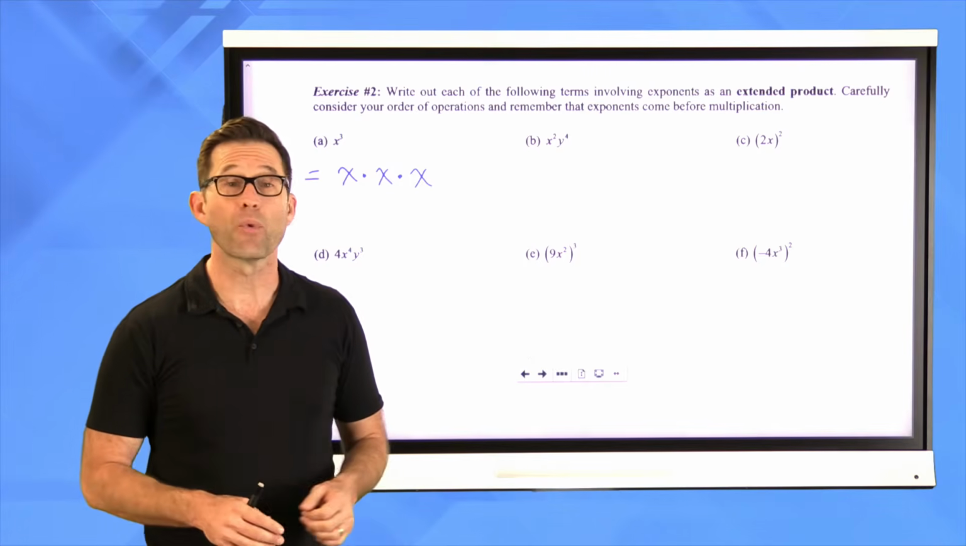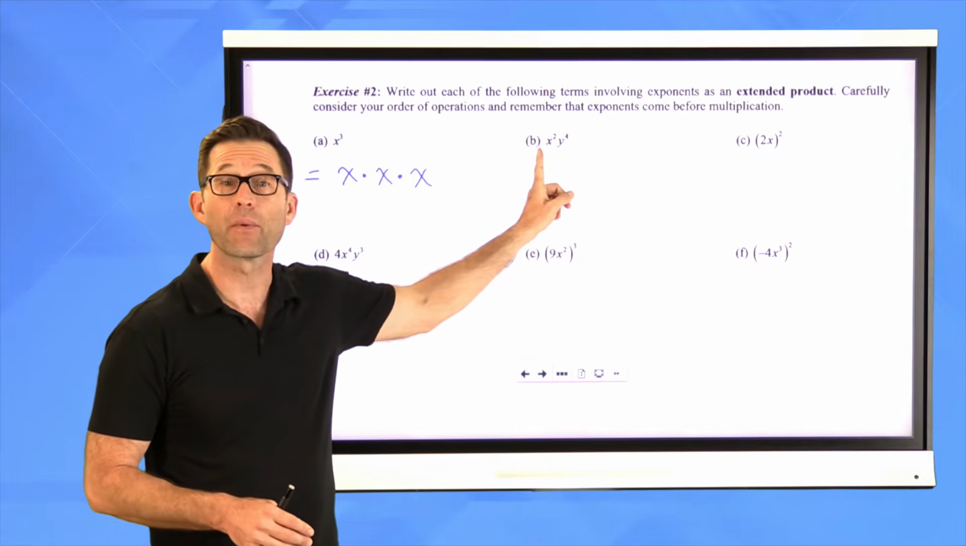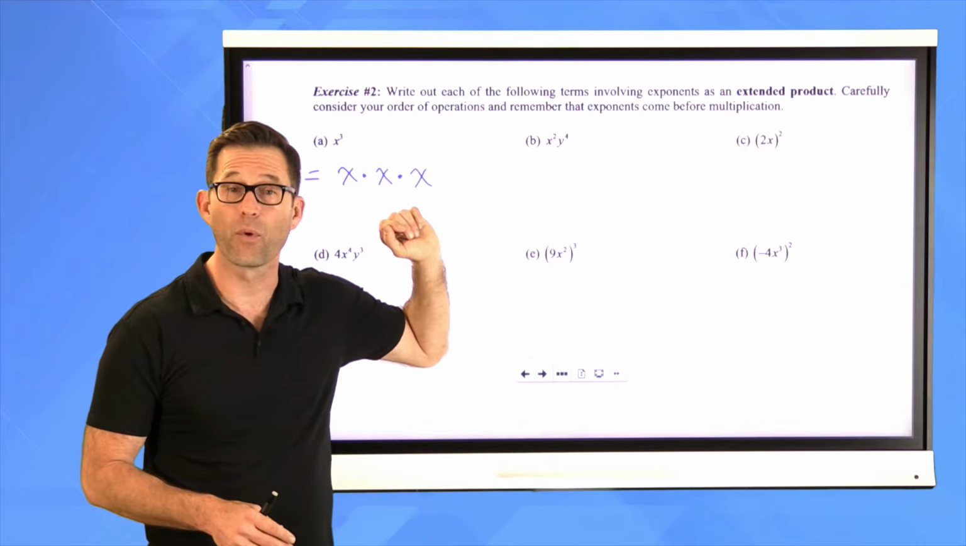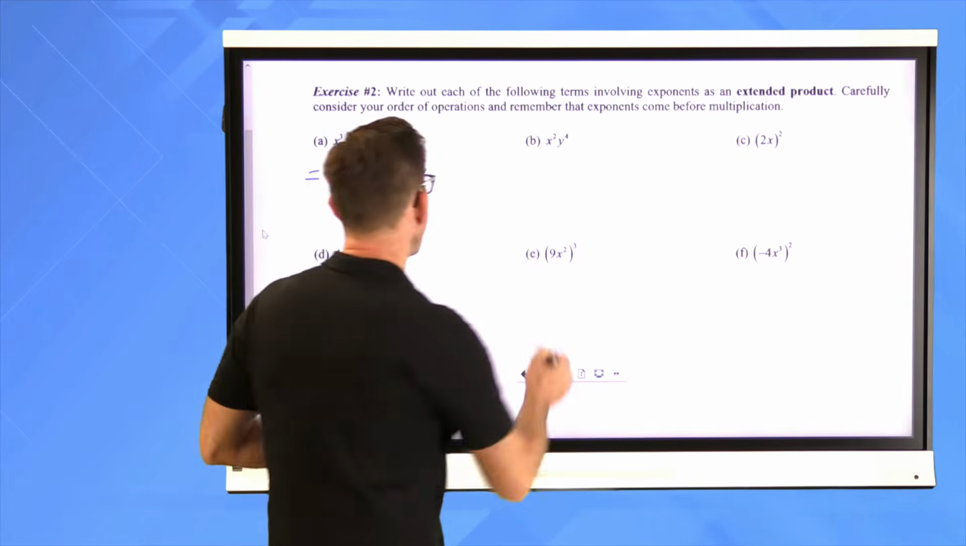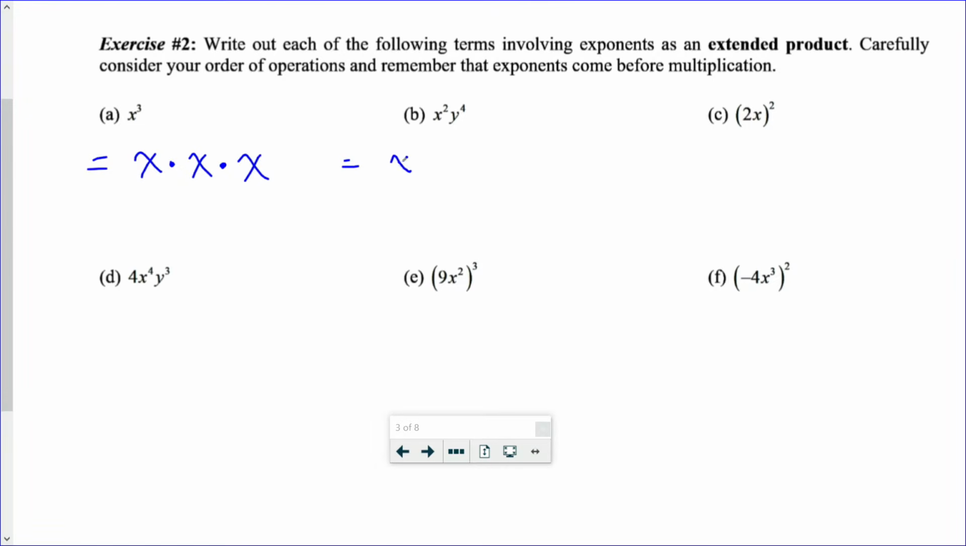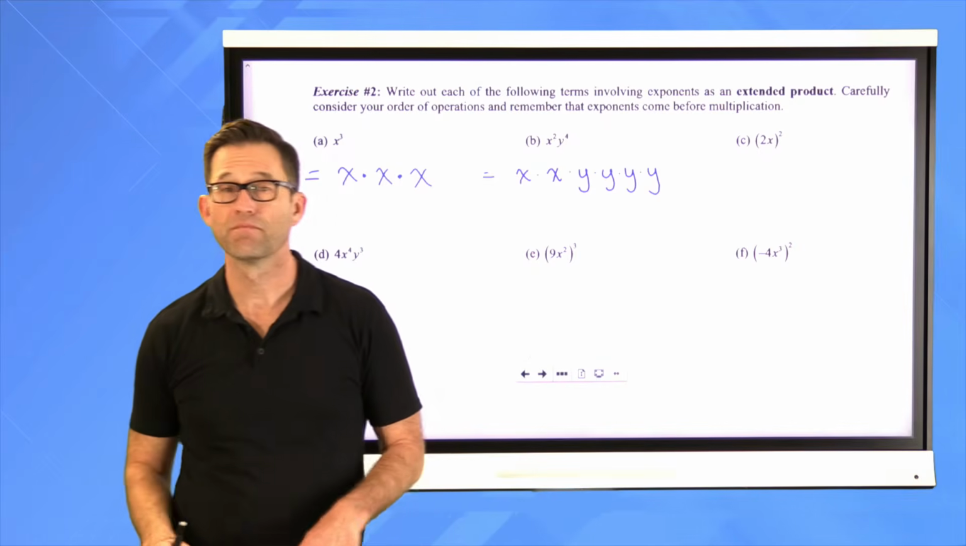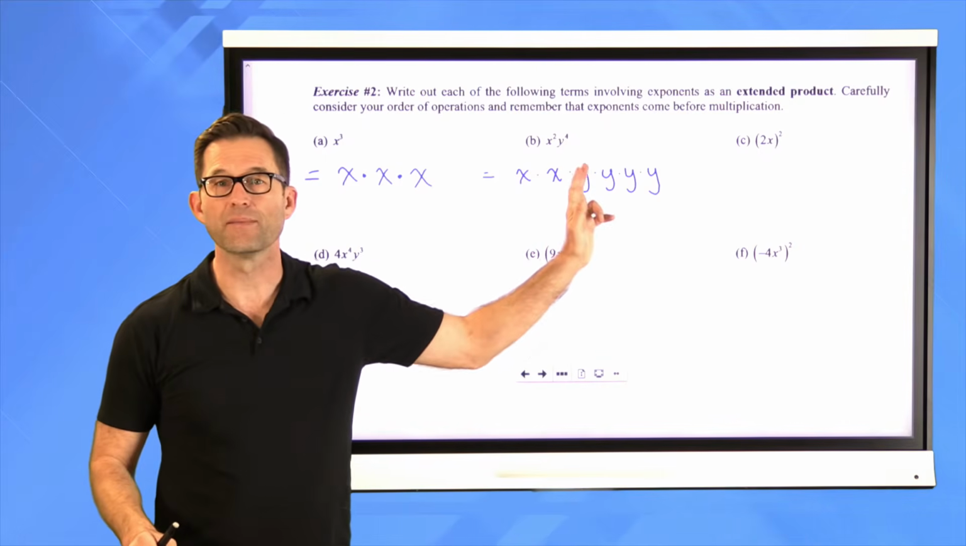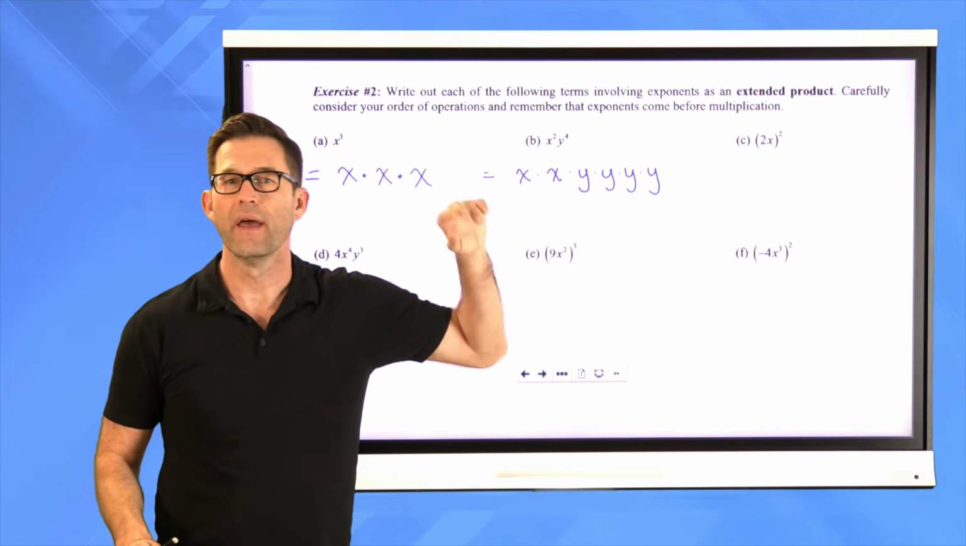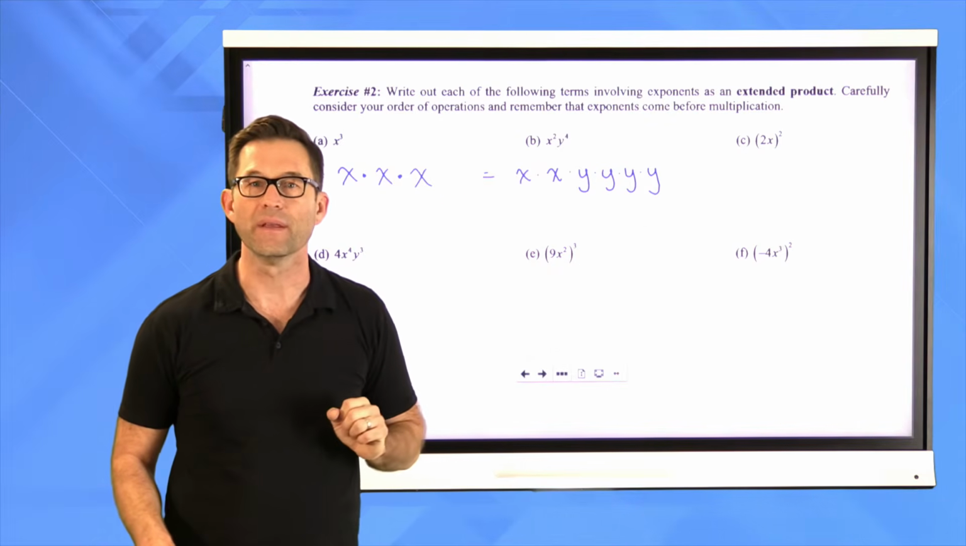Now, we can certainly get more complicated things like this, where we have x squared times y to the fourth, in which case, right, what we've got is x squared, which is x times x, and then y to the fourth is y times y times y times y. That's it. X times x times y times y times y times y. That's what all that expression means.